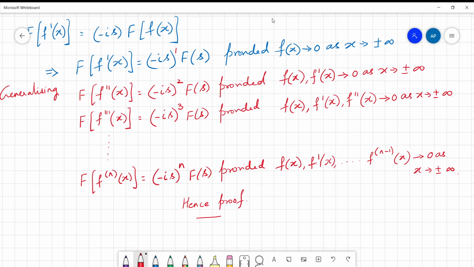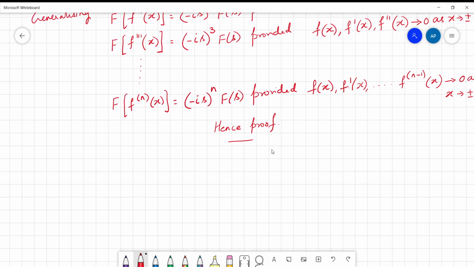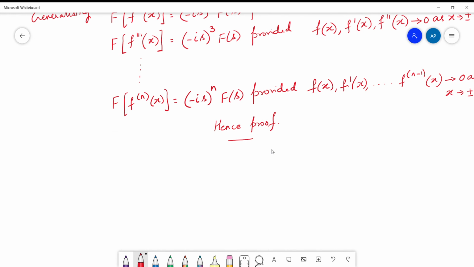And then we generalized it up to the nth order. So this is about transforms of derivatives. So we have now learned how to find out the Fourier transform of the derivatives of any order. Now we shall move on to one next property where we calculate transforms of integrals.